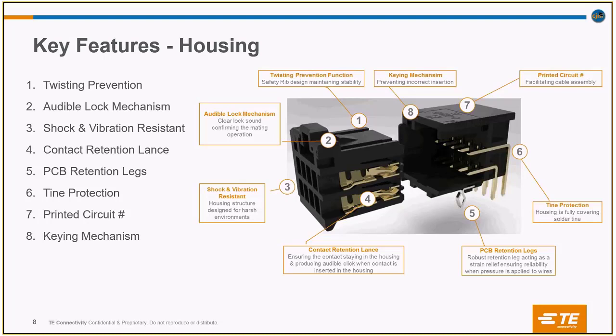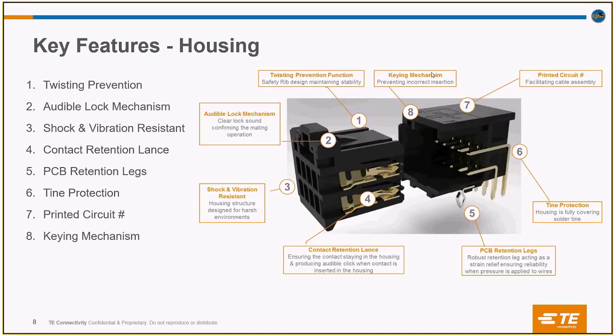So what does the contact retention lance do? It makes sure that the contacts stay in the housing. Okay, so retention means what? If you take the literal meaning of retention, it means prevents or keeps. You can say it in a very localized language, it keeps that in place. So when the contacts come in, it produces a latch sound, an audible click when the contact is inserted into the housing. So you have two latch sounds. One is the contact retention lance and another one is the audible lock mechanism. This makes sure that the connector is plugged in perfectly.